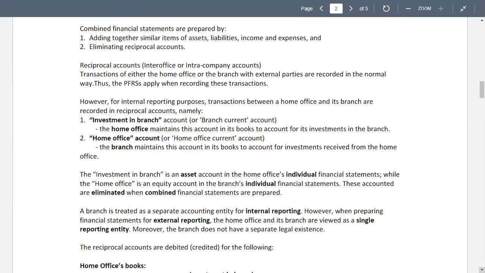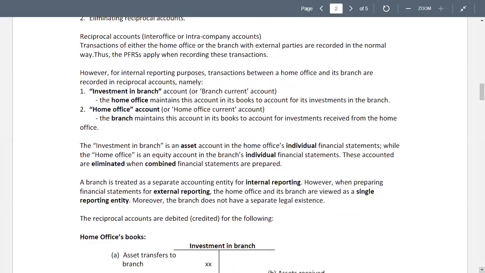A branch is treated as a separate accounting entity for internal reporting. However, when preparing financial statements for external reporting, the home office and each branch are viewed as a single reporting entity. Moreover, the branch does not have a separate legal existence.